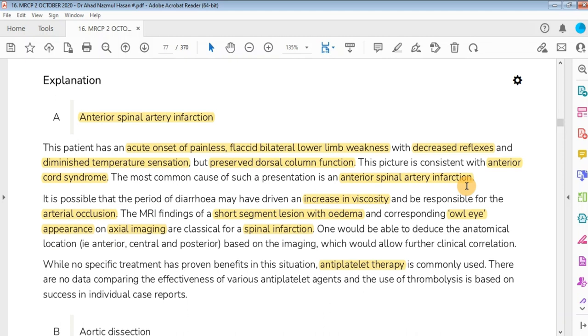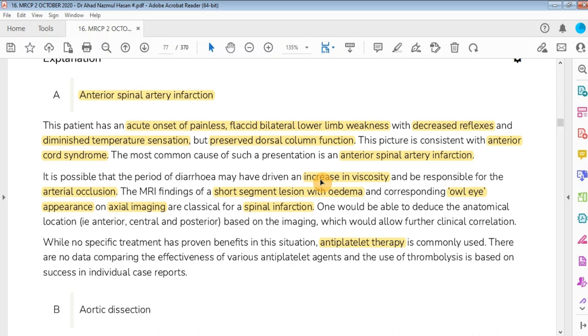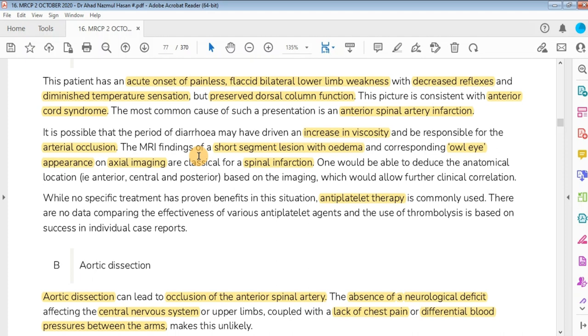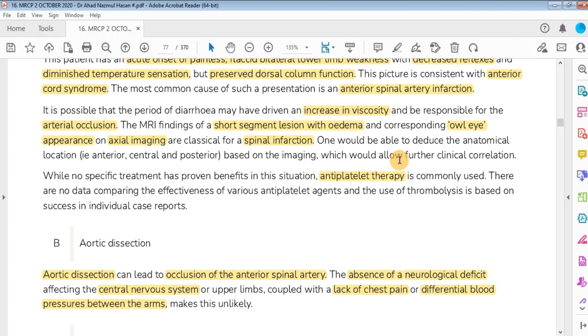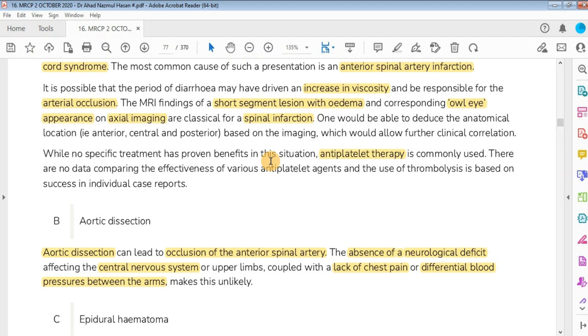It is possible that the period of diarrhea may have driven an increase in viscosity and be responsible for the arterial occlusion. The MRI findings of a short segment lesion with edema and the corresponding owl eye appearance on axial imaging are classical of spinal infarction. One would be able to localize the anatomical location, that is anterior, central, and posterior, based on the imaging, which should allow further clinical correlation. While no specific treatment has proven benefit in this situation, antiplatelet therapy is commonly used.